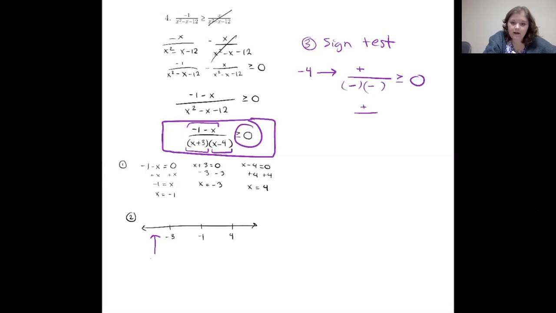So the top is positive. The bottom is a negative times a negative, which is a positive. And we say, is that greater than or equal to 0? Positive over positive is positive, so that is greater than or equal to 0, yes. And so, yes for this one, and that means we shade this portion of the number line.